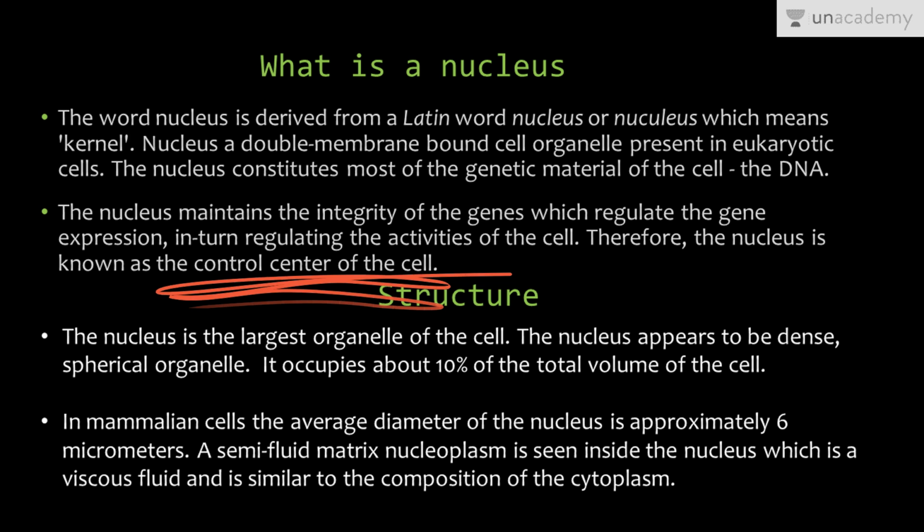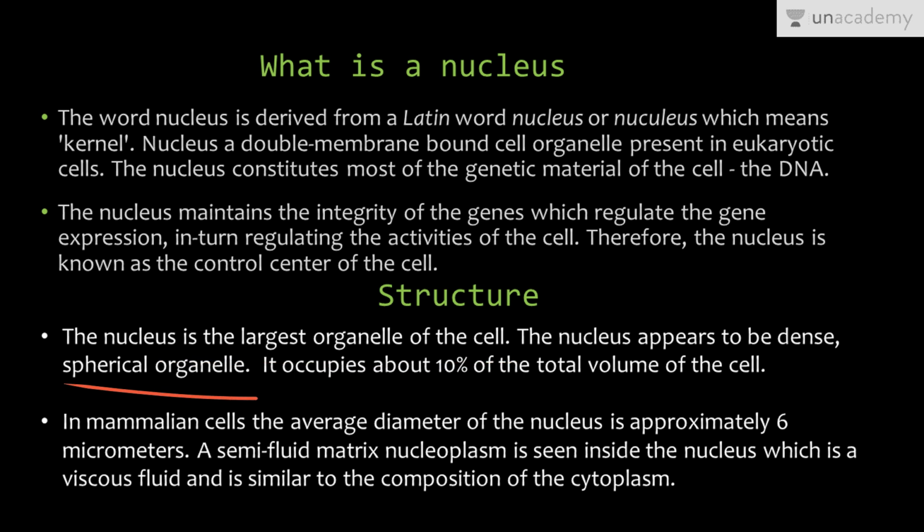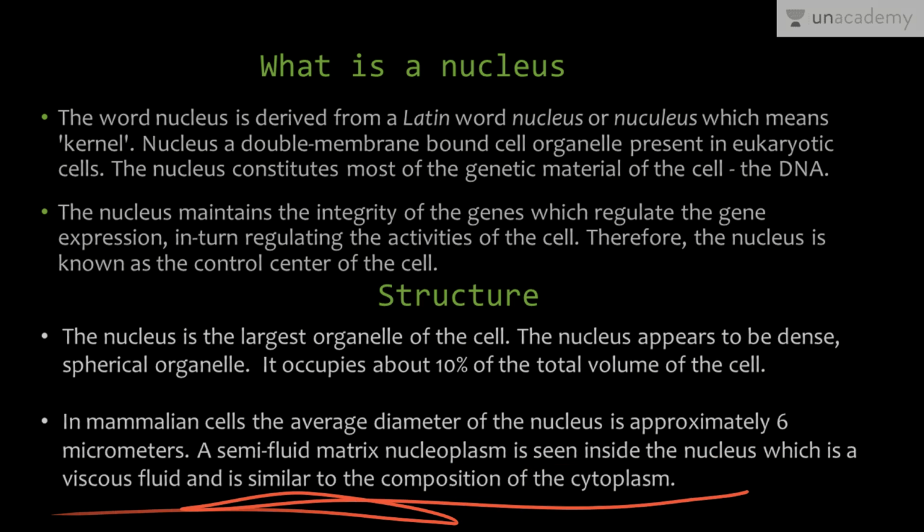Structure. The nucleus is the largest organelle of the cell. Of course, as I said, it's the most prominent. It's the first structure that is visible when you observe something under a microscope. The nucleus appears to be a dense, spherical organelle. It occupies about 10% of the total volume of the cell. In a mammalian cell, the average diameter of a nucleus is approximately 6 micrometers. A semi-fluid matrix, the nucleoplasm, is seen inside the nucleus. Just the way we have cytoplasm inside a cell, the same way inside the nucleus we have a nucleoplasm, which is a viscous fluid similar in composition to the cytoplasm.